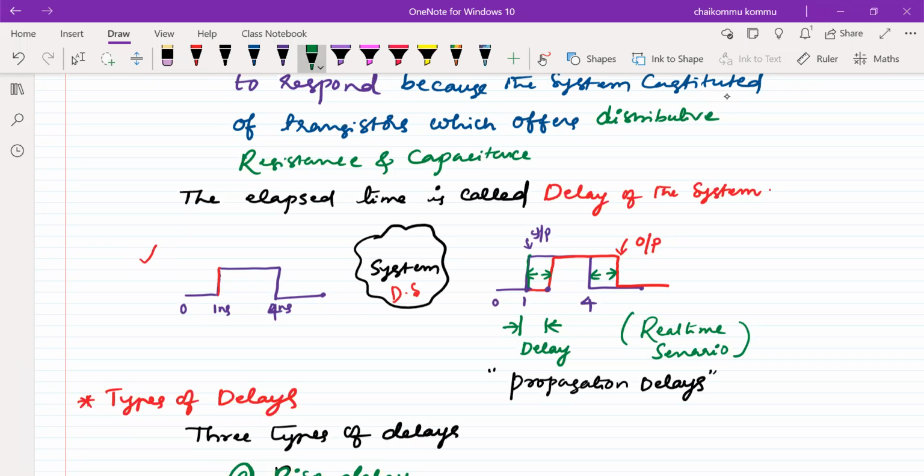So this is the amount of time it takes, at the rising edge as well as the falling edge. So this is what the real-time scenario is. Therefore, we can say that the system has some kind of delay. The output will take some amount of time to be produced.